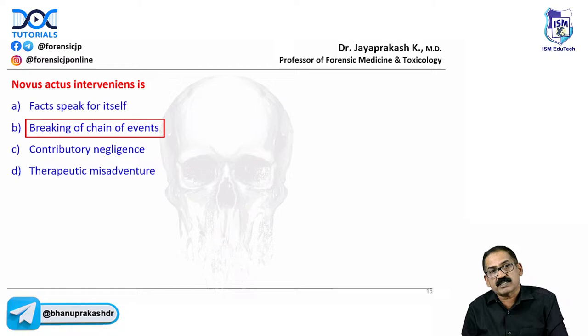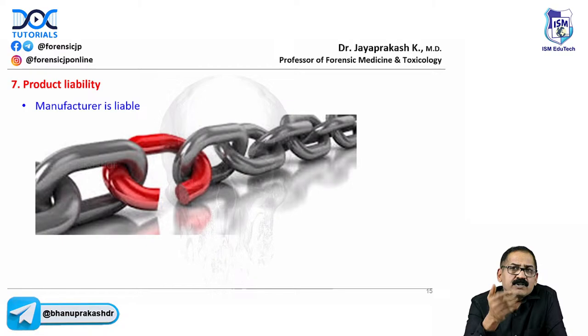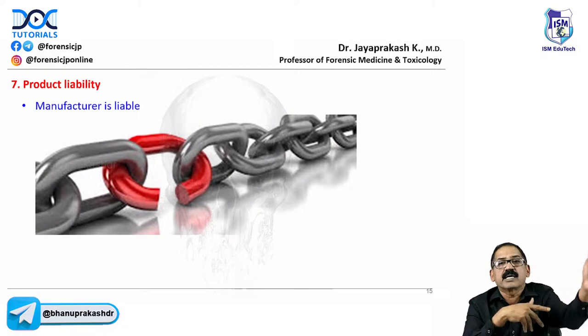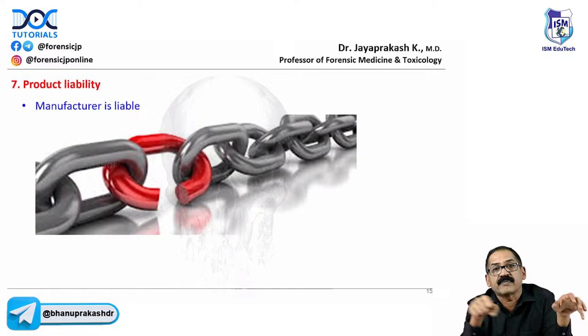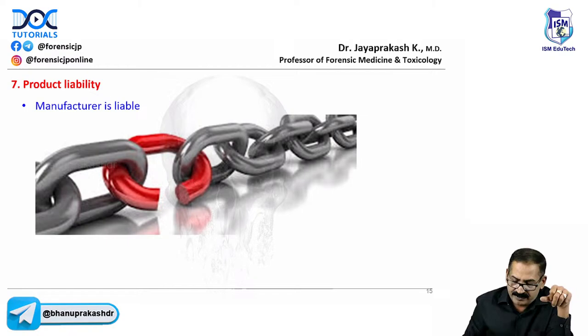Number 7, product liability. Product liability means the manufacturer is liable. Say, for example, I give oxygen to the patient, but unfortunately, instead of oxygen, the cylinder contains carbon monoxide and he dies of carbon monoxide poisoning. I am not held liable because I don't go and smell it before giving it, whether it's oxygen or carbon monoxide. Carbon monoxide is odorless. I can't differentiate. Manufacturing lab. Damage caused by faulty material is a defense under product liability.